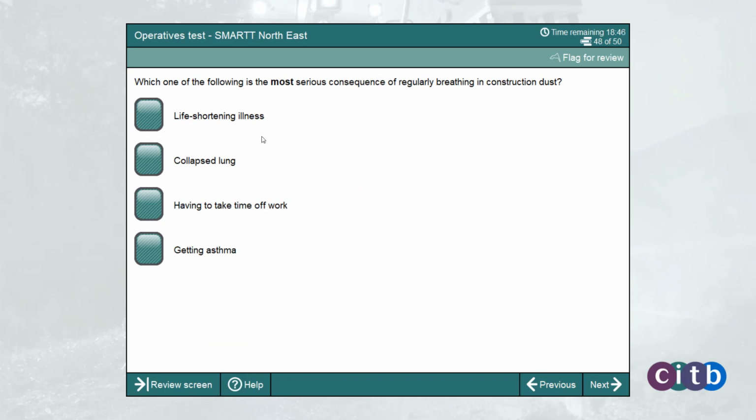Which one of the following is the most serious consequence of regularly breathing in construction dust? Life-shortening illness, collapsed lung, having to take time off work, getting asthma.